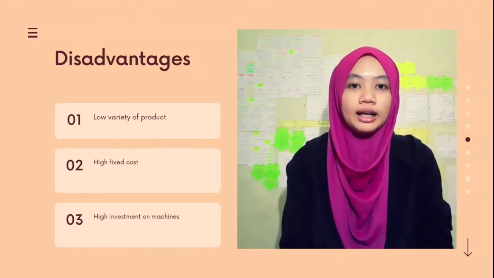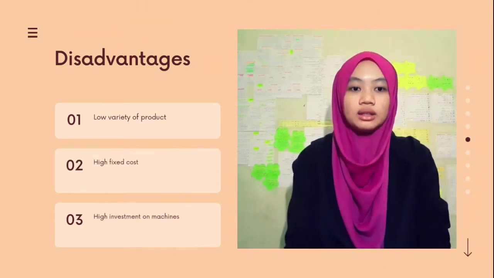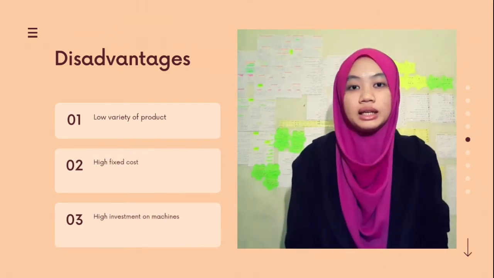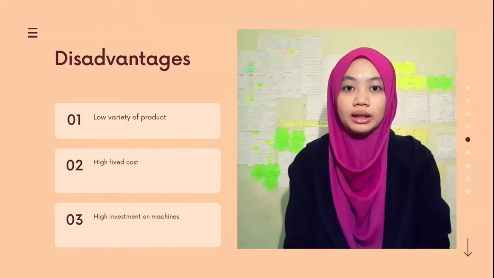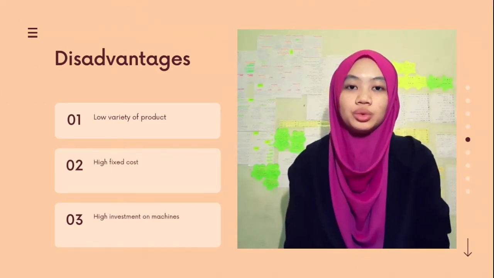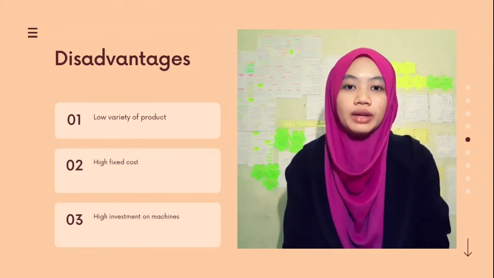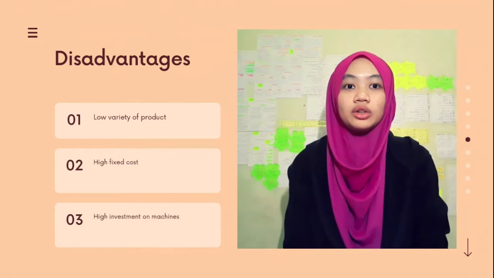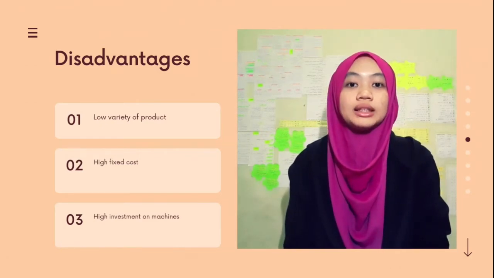Third is high investment on machines. High investment on machines is needed to make sure that their products have good quality. So it is a burden to a company to make an investment on the machines in order to make sure that their product is of good quality.